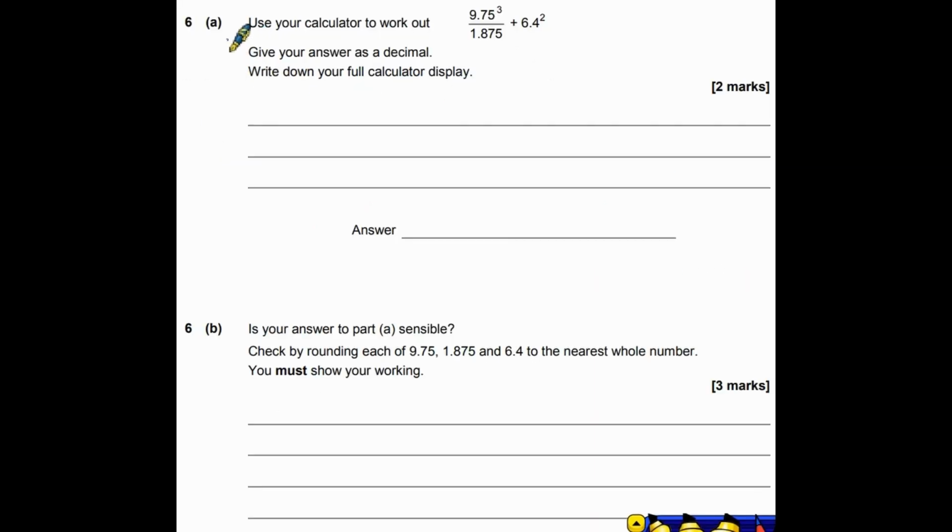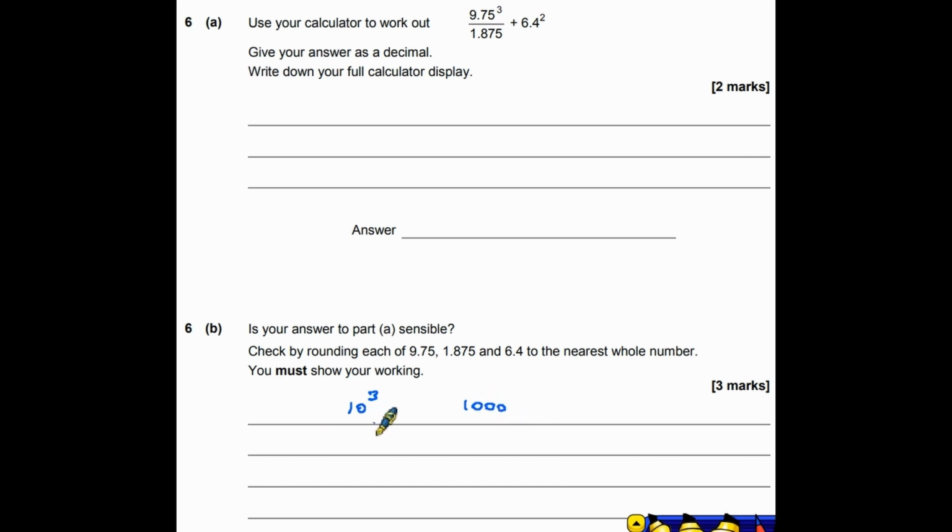I'm going to leave 6A on the screen here because 6B is asking us, is your answer to part A sensible? In other words, they're asking us to check our answer, and they're telling us how to do it. It says check by rounding each of the numbers in the first calculation here. So let's do that. 9.75 would become 10. So we would have 10 cubed. That would effectively be 1000.